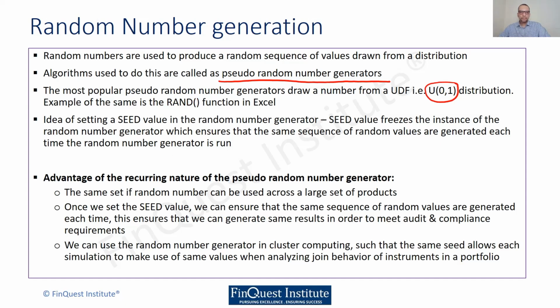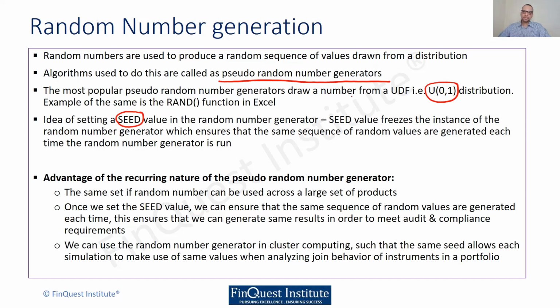Now, as a part of the random number generation, there is one concept which we call a seed value. Unfortunately, in Excel, we can't set a seed value. So if you're doing simulation in Excel, this concept of seed does not exist. So I'll explain what a seed means. We require a seed value because we want to freeze the instances of random number generation which is happening, i.e. we are trying to freeze on the sequence of random numbers which is generated.